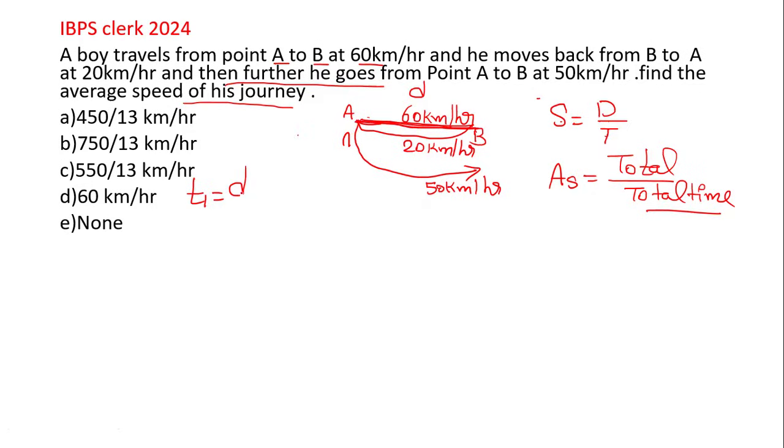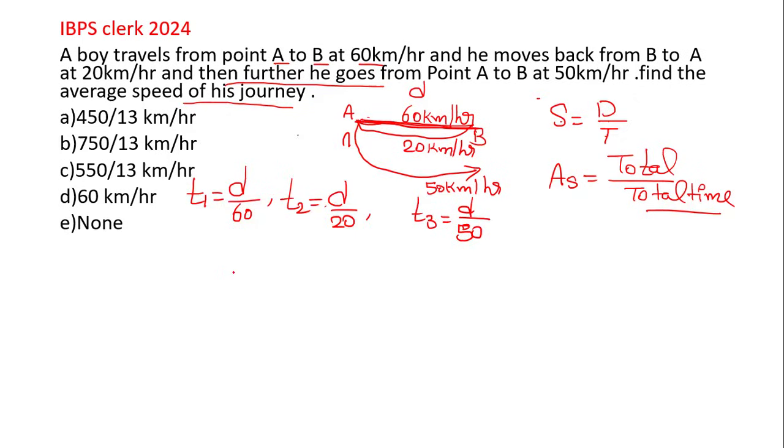So that will be d by s, and the speed is 60 km per hour, so t1 is d by 60. Then t2, from B to A, will be d by 20. Then t3, again from A to B, will be d by 50. As the distance is the same, we take the same thing. So the total time is t1 plus t2 plus t3.